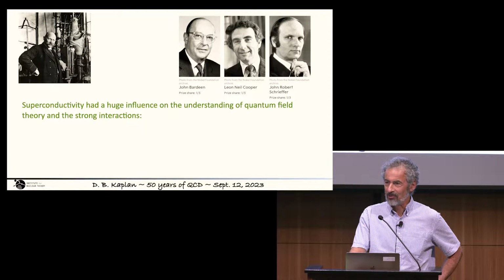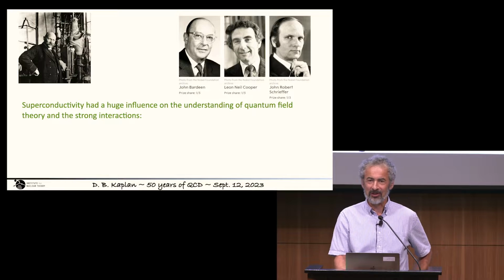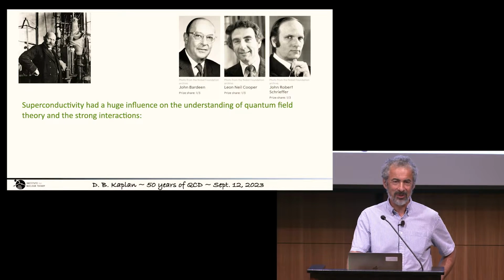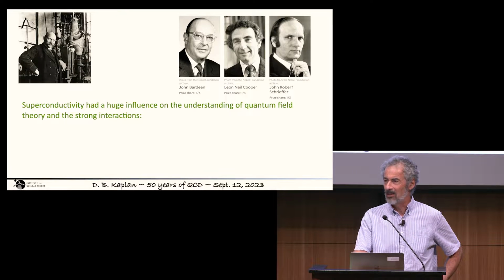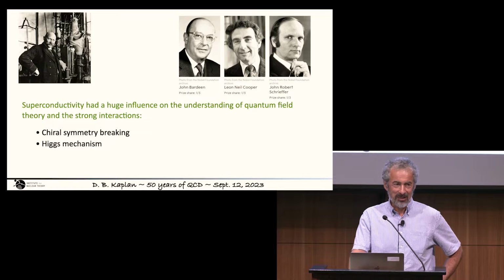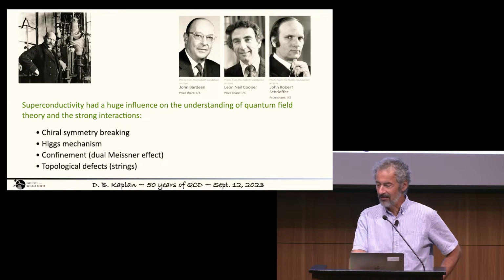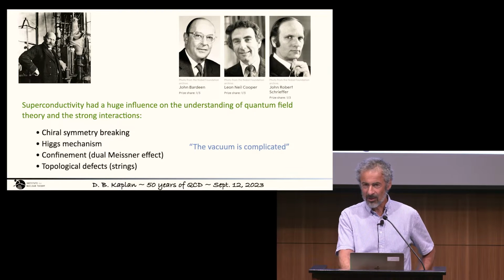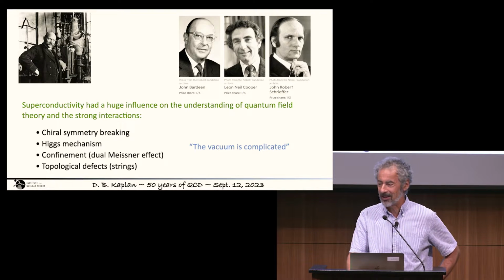Perhaps one of the most fertile theories of the 20th century was superconductivity, and it taught us an enormous amount of quantum field theory, namely that the vacuum doesn't have to be simple, and that if the vacuum is complicated, all sorts of interesting phenomena can be explained. It gave us chiral symmetry breaking. It gave us the Higgs mechanism. It gave us confinement and the dual Meissner effect. And it gave us topological defects in the form of strings. The basic message, though, was that the vacuum is complicated.